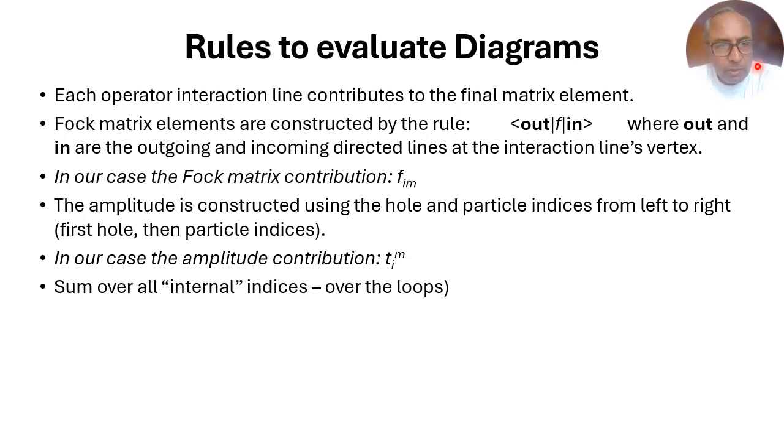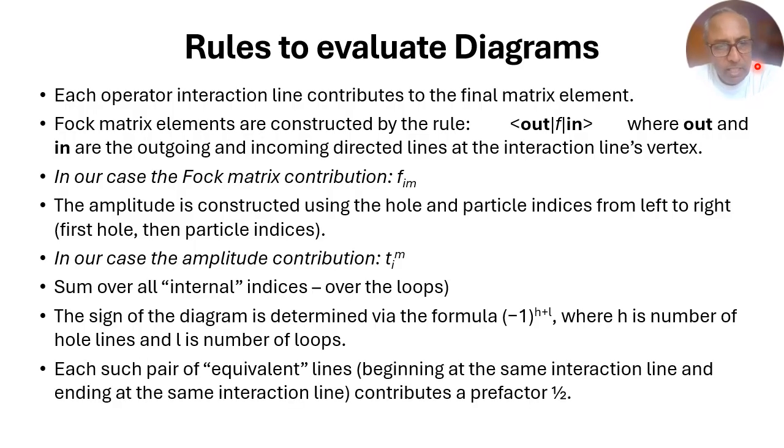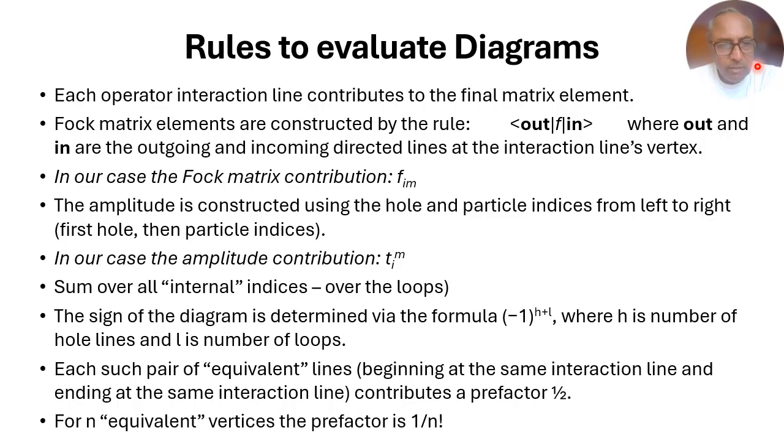The sum is over all the internal indices, that is, over all the loops. The sign of the diagram is determined via the formula minus 1 to the power the number of holes plus the number of loops. Each such pair of equivalent lines, that is, lines beginning at the same interaction line and ending at the same interaction line, contributes a prefactor of half. For n equivalent vertices, the prefactor is 1 upon factorial n.